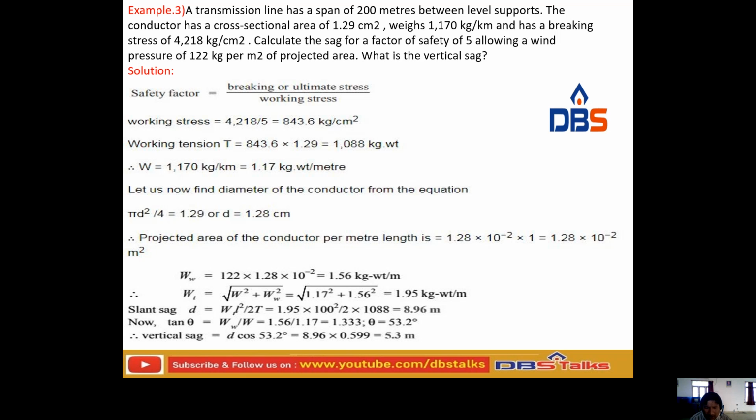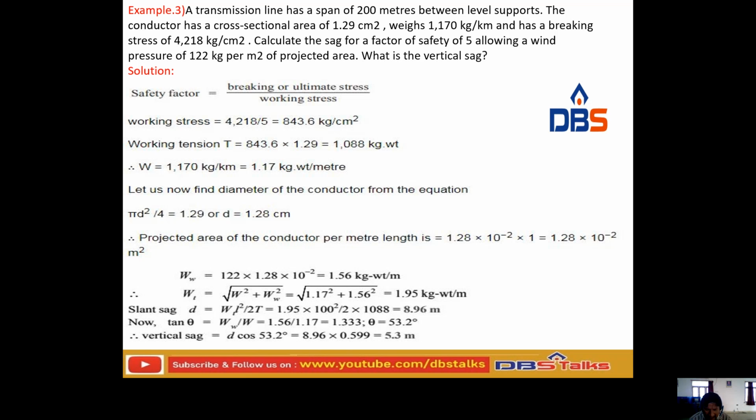So Ww is equal to, they have clearly given the wind pressure 122 kg per meter square. What is the area? 1.28 multiplied by 10 power minus 2 plus 1. So the weight of the wind is equal to 122 kg multiplied by 1.28 into 10 power minus 2, that is 1.56 kg per meter.